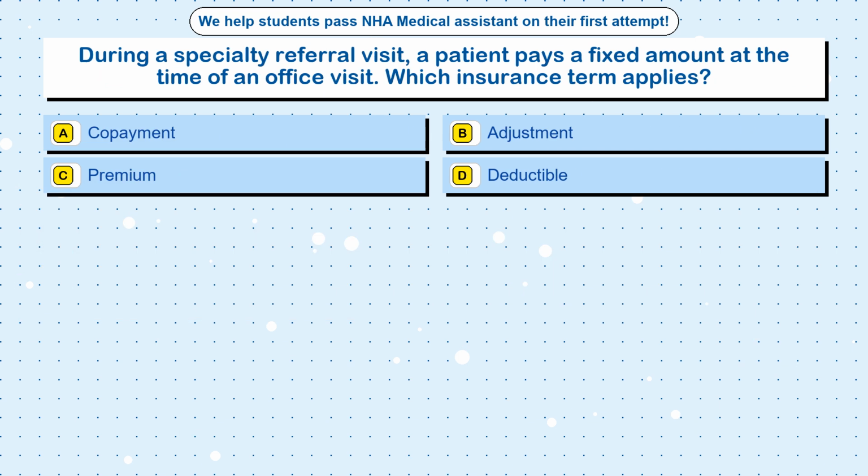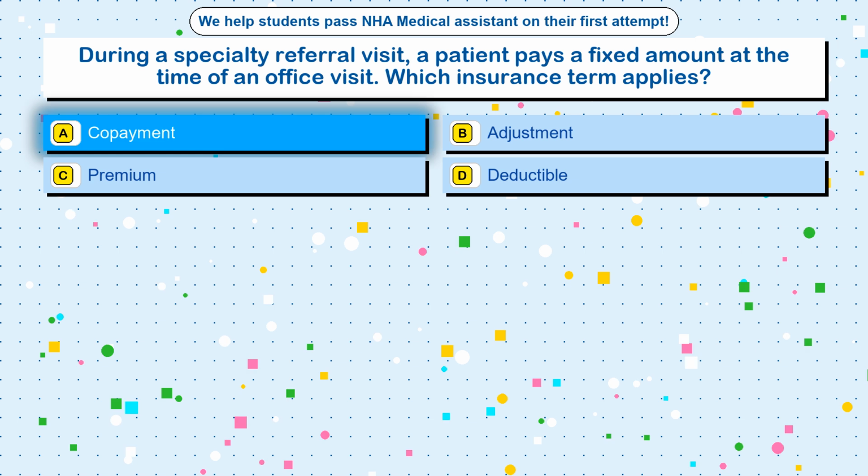Question 75. During a specialty referral visit, a patient pays a fixed amount at the time of an office visit. Which insurance term applies? Option A, copayment. Option B, adjustment. Option C, premium. Option D, deductible. The correct answer is option A, copayment.